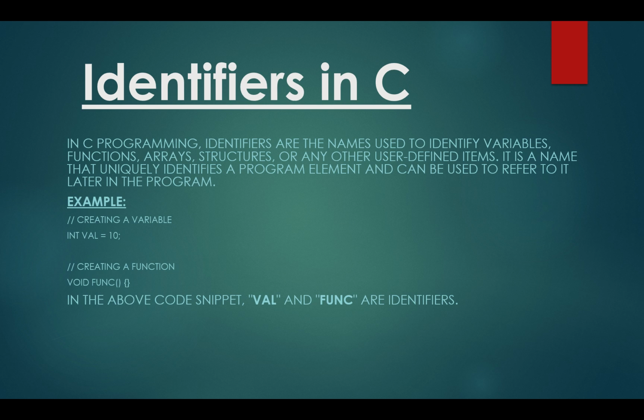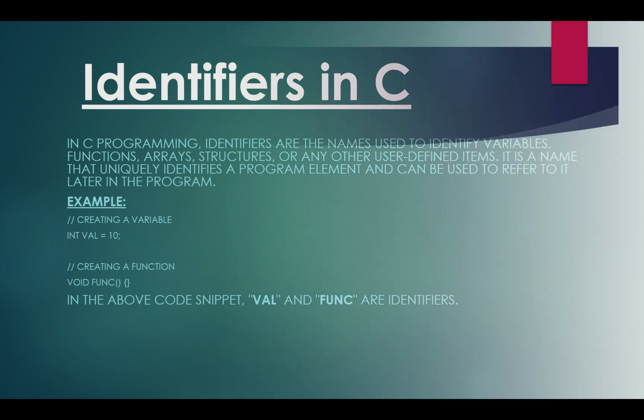Now creating a function: void function(), with brackets opening and closing, and using curly braces we declare or create a function. So in the above code snippet, value and function are identifiers.